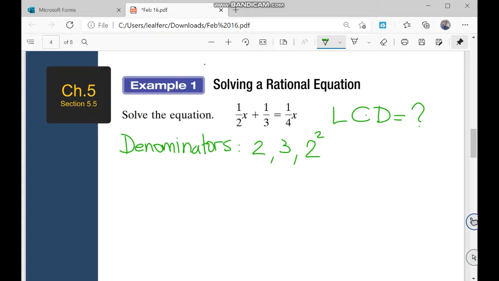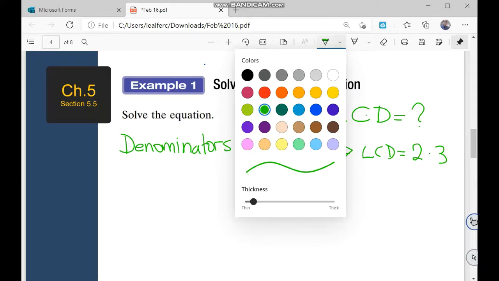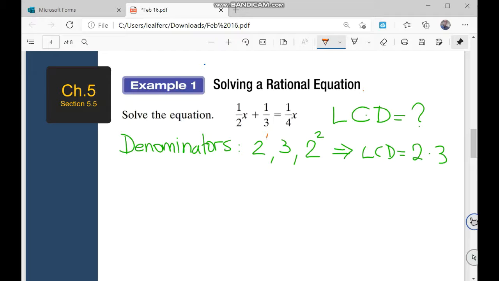The least common denominator is going to be all the unique factors, and we have 2, and we have 3. And for each unique factor, find the highest exponent. The highest exponent of 2: we have 1, and we have square, so it's square. And the highest exponent of 3 is just 1. You don't need to add, it's just 1. The least common denominator of 2 squared times 3 equals what? Equals 12. 12 is the least common denominator.